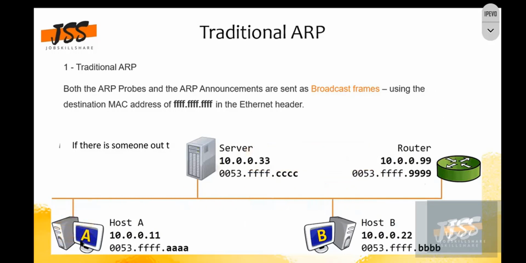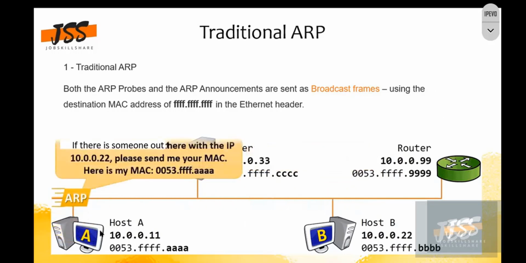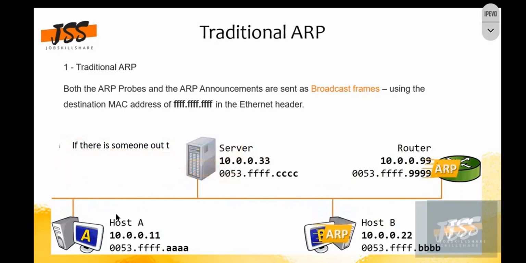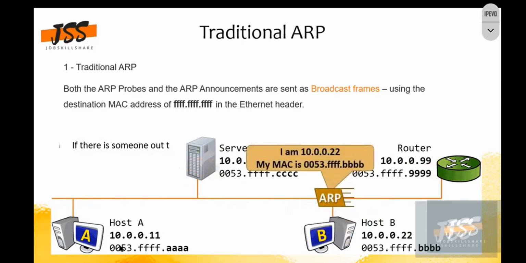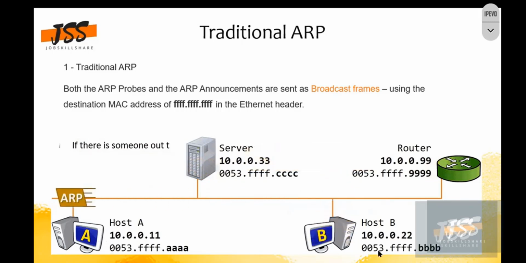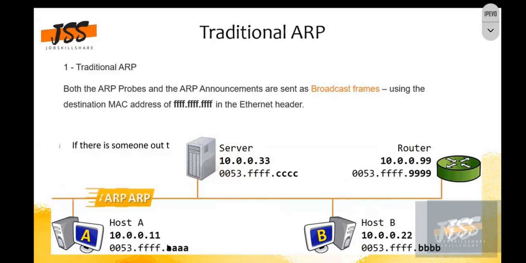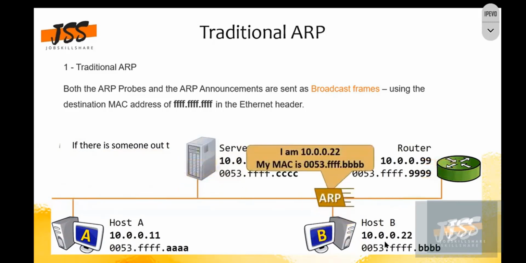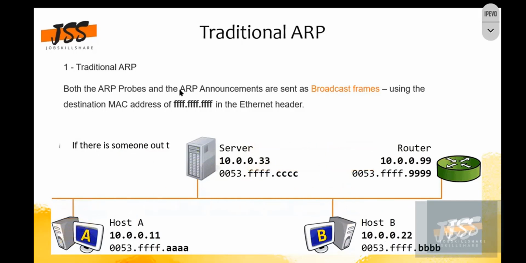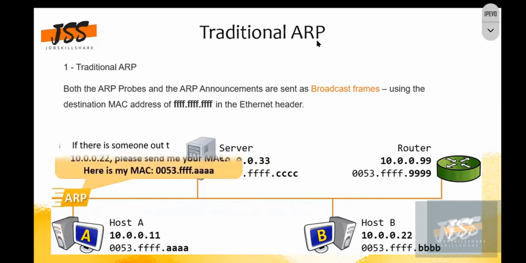So this time host A will receive the reply, and host A's ARP table, because every computer also has an ARP table as well, will now be populated with the MAC address of host B. So next time when host A wants to communicate with host B, it already has the information about the MAC address of host B. So it will communicate directly. So this is known as traditional ARP.